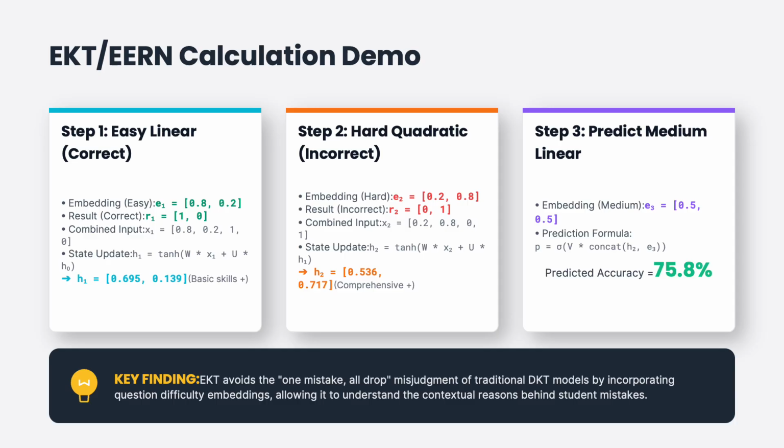It first checks which skills the question actually tests. Then, it updates the student's skill level only for those specific skills, and it does so in a nuanced way. If the mistake was clearly an algebraic error, it will adjust the algebra score more significantly than the geometry score. This is the key finding. EKT avoids the "one mistake, all skills punished" problem. It provides a much fairer and more precise update to the student's knowledge state.